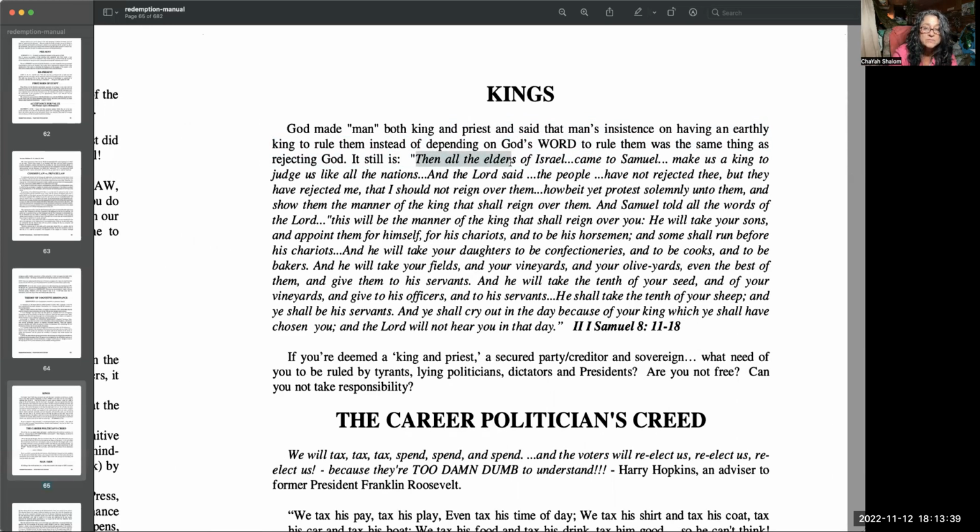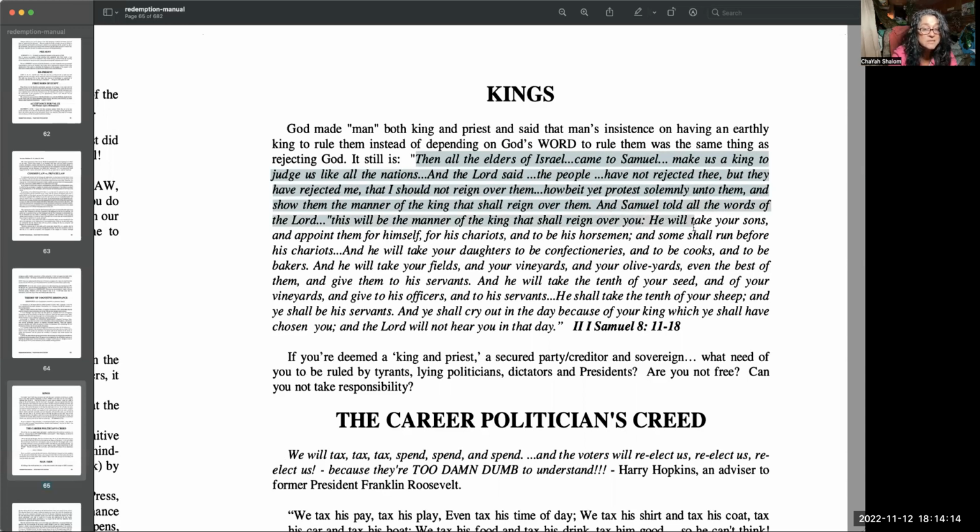Then all the elders of Israel came to Samuel, saying, "Make us a king to judge us like all the nations." And the Lord said, "The people have not rejected thee, but they have rejected me, that I should not reign over them. Howbeit yet protest solemnly unto them, and show them the manner of the king that shall reign over them." And Samuel told all the words of the Lord. "This will be the manner of the king that shall reign over you.